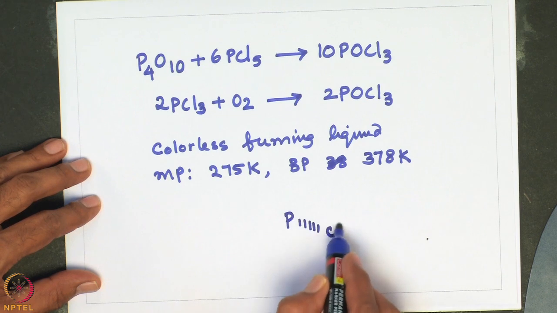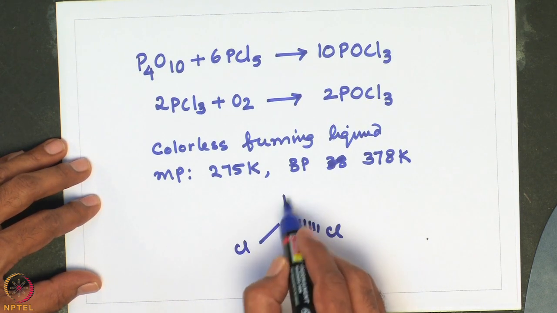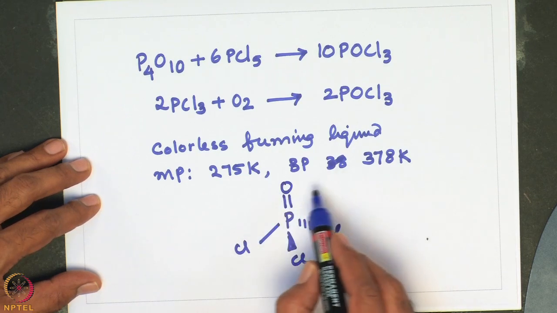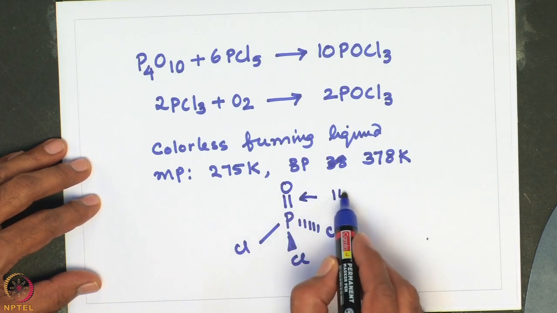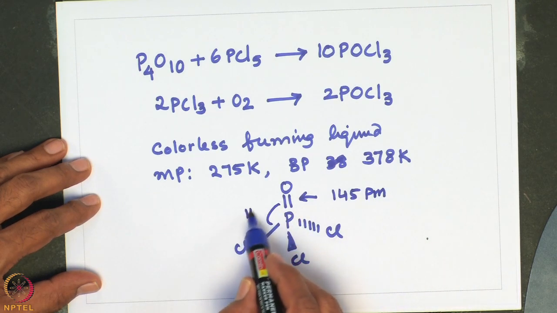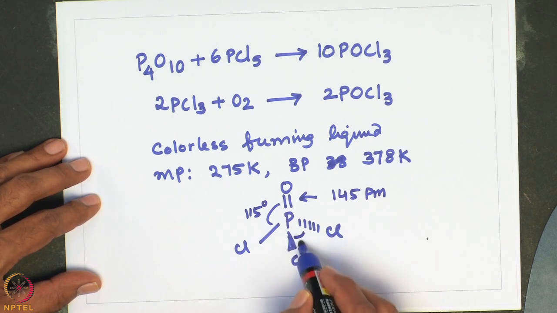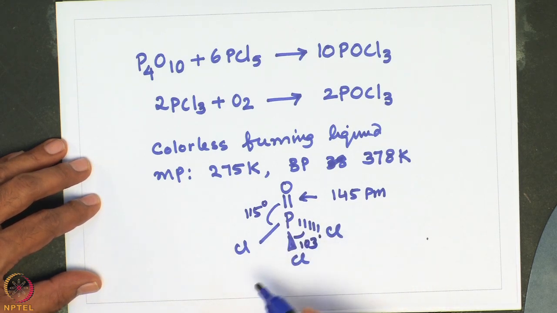If you want to know a little bit about the bond parameters, this PO bond distance is 145 picometer and this angle is 115. Whereas, this angle is 103 and PCl bond distance is 199 picometer.